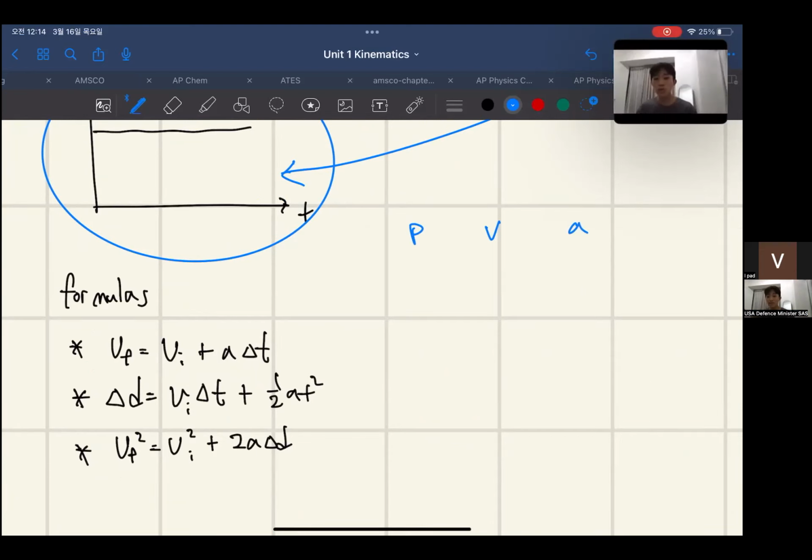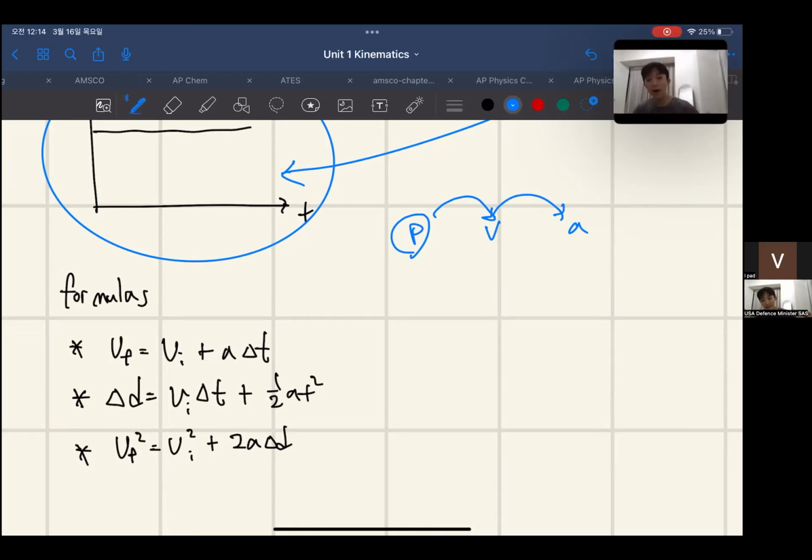Which one is the most inferior? Well, inferior and superior might not be the right words to use in this situation, but I'll name it this way so that you can memorize it better. I'll say it's position. Position is the most inferior because it's the most basic variable of the three. Everything starts from position. With position, you can calculate velocity, and with velocity, you can calculate acceleration.